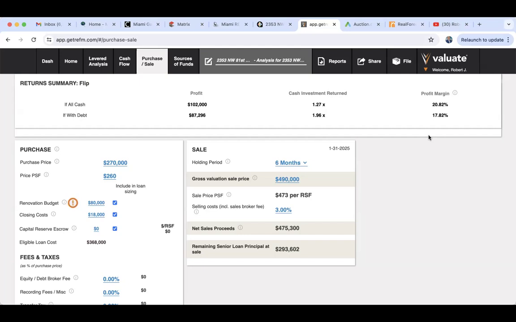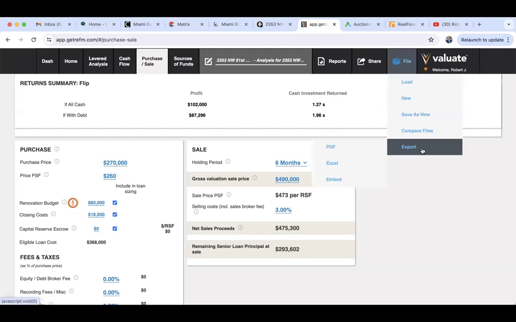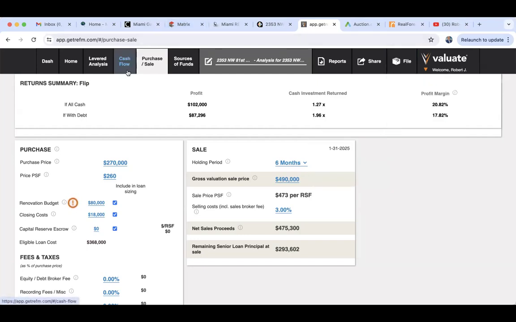At the end of the day, you can go to file, go to export, and export this into a PDF file or a spreadsheet on Excel. Okay, and this is the analysis for your potential returns on a property like this. Now, notice I didn't go to cash flow or sources of funds because that's reserved for when you're buying a property for rental purposes. For a quick fix and flip, this is pretty much how far we're going to go.